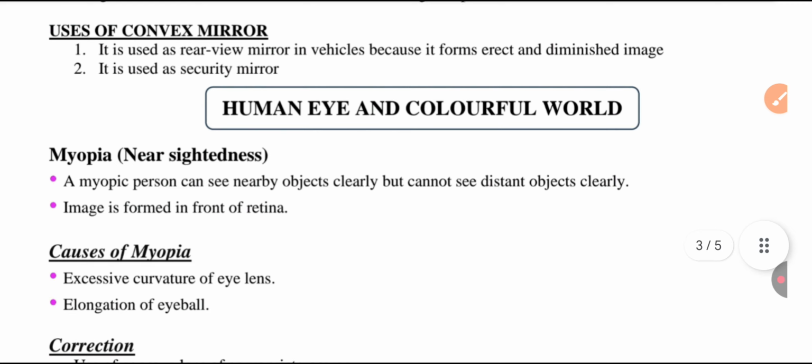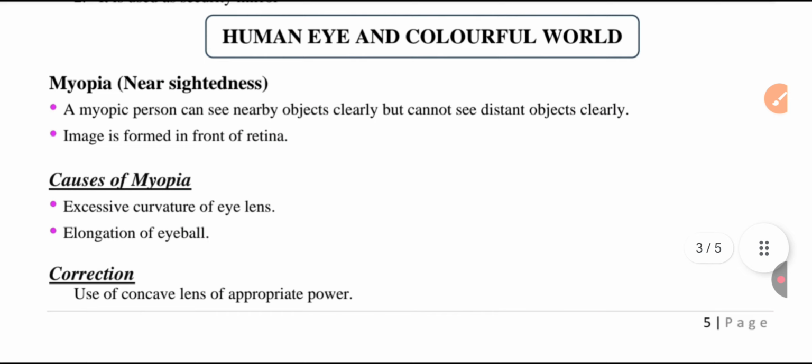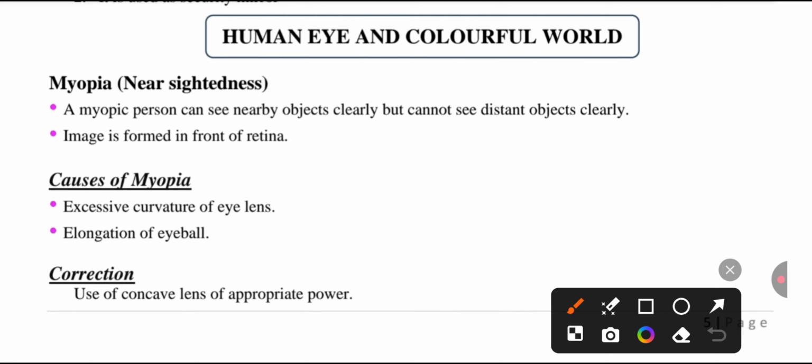Uses of convex mirror. It is used as a rear view mirror in vehicles because it forms an erect and diminished image. It is used as a security mirror. The next chapter is human eye and colorful world. Very important concepts should be asked in the exam.